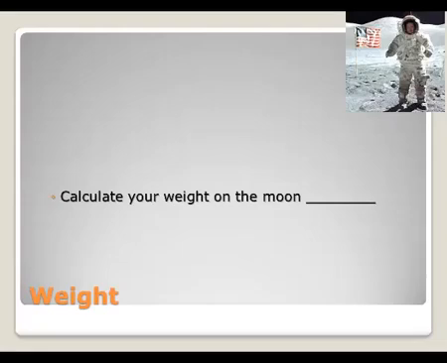In order to answer this question, you would need to know the decimal number for 1/6. So I'd take 1, divide it by 6, and get my decimal. And then I would take that number and multiply it by the weight that I am. And that would give me the weight that I would be on the moon.